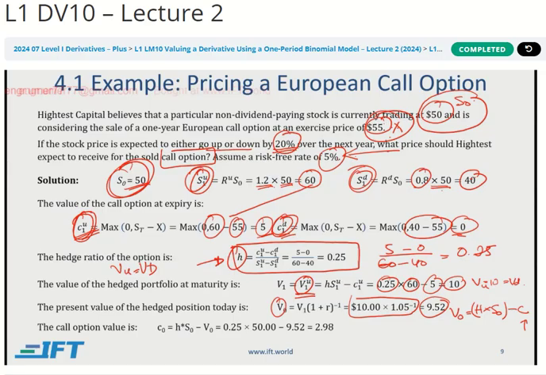So now you know V0, which is 9.52. You know the hedge ratio, which is 0.25. You know the spot price today, which is 50, and you can solve for C. So let's make C the subject of the equation. It will be 0.25 into 50 minus 9.52, and that is exactly what you see over here. 0.25 into 50 minus 9.52, and the value of the option today is 2.98.